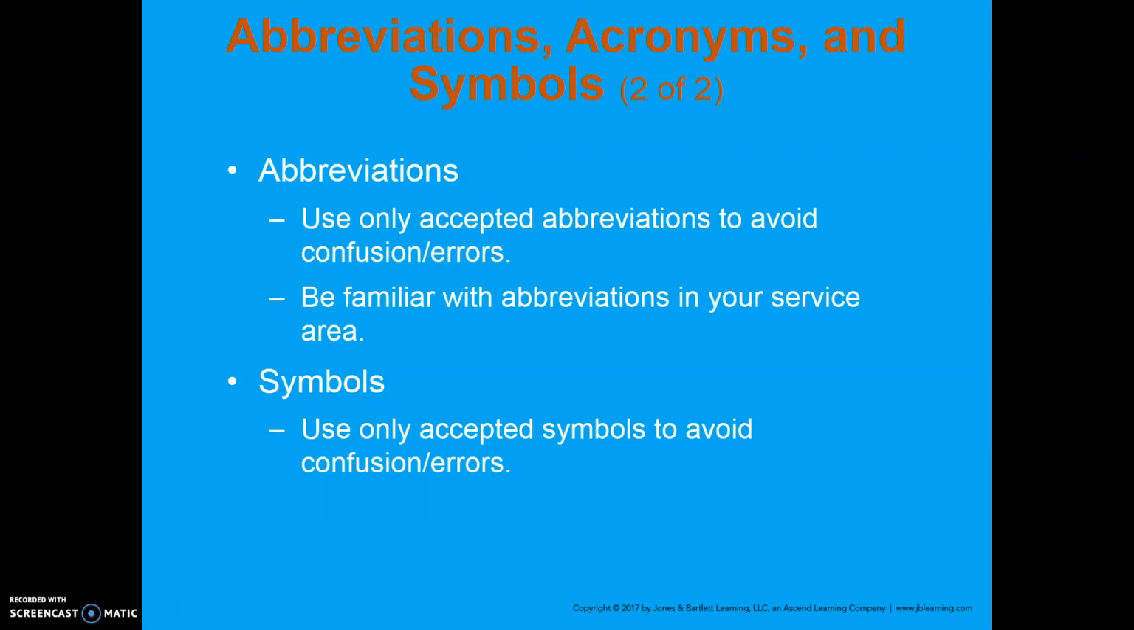Symbols, like abbreviations, are sometimes used as a shortcut in communication and documentation. As with abbreviations, it's important to use only symbols that are widely understood. And there is a reference list of common word roots, combining forms, prefixes, suffixes, and abbreviations in your book. Make sure that you go through and look at those and try to understand them as best as you can. If you have questions, make sure that you ask me or ask somebody, because this is going to be a huge foundation for going forward.